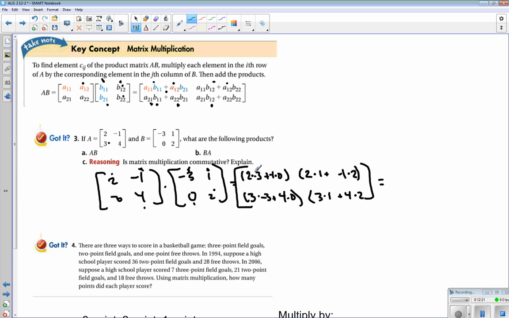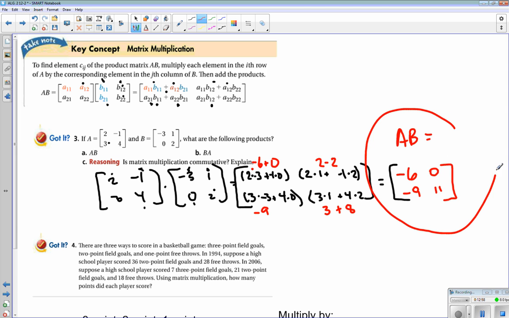All right, so when we do all that out, I have 2 times -3 is -6 plus 0. That's -6. I get 2 times 1 is 2, plus -1 times 2 is -2. That's 0. And then 3 times -3 is -9, plus 0 is still -9. 3 times 1 is 3, plus 4 times 2 is 8, 3 plus 8 is 11. So the product of A times B is -6, 0, -9, and 11.